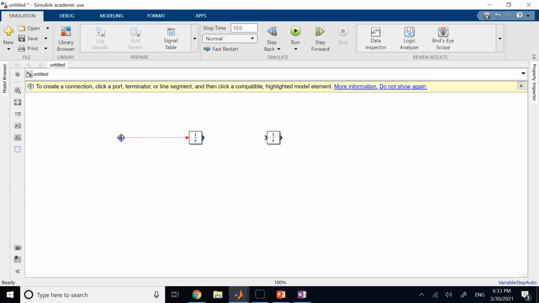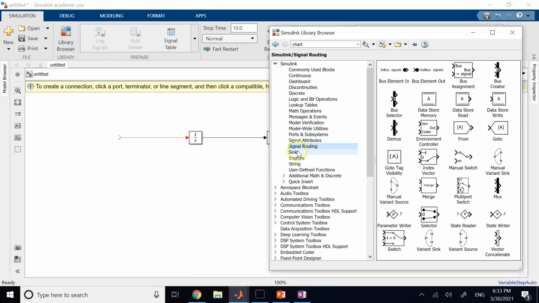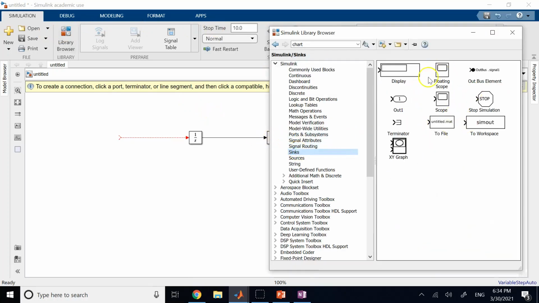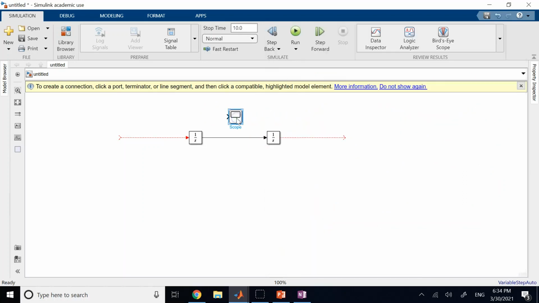So this signal that is coming in is going to be theta double dot. You integrate it and it makes it theta dot. Theta dot goes to the next integrator and becomes theta, right? And then theta you can connect it to an oscilloscope. So if you go back to the library, under sinks, these are different types of outputs. You bring the oscilloscope block and connect theta to it. So this signal is going to be theta.